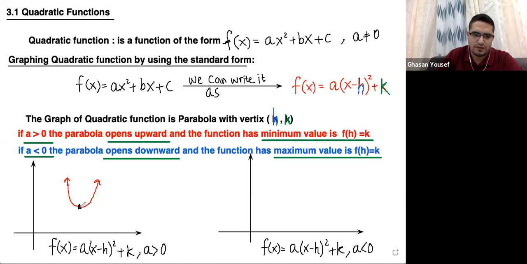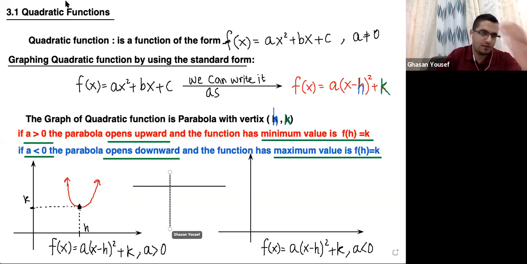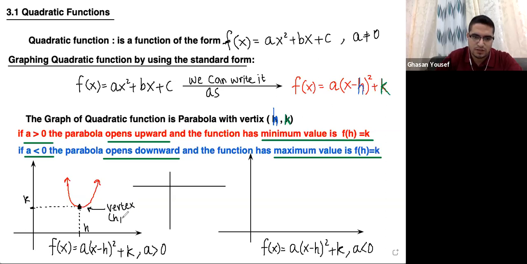So h is the x coordinate of the vertex, this is my x coordinate. This point is h, and at the same time this is my y coordinate. This point is k. So again, this point is h, the x coordinate, and this point is k, and here is the vertex. This is the vertex. It is (h, k).